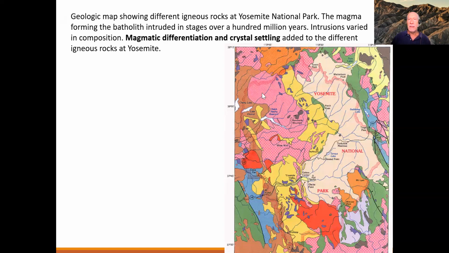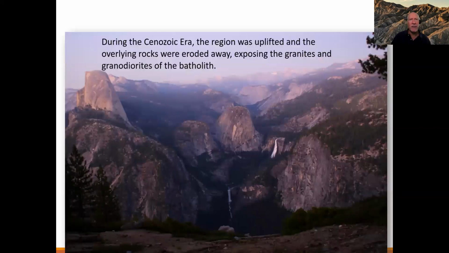And so what we see here is a geologic map of Yosemite National Park. And basically the different colors represent different types of igneous rocks, whether we've got granites or granodiorites. And this is primarily a result of magmatic differentiation and crystal settling. And here's a view. I think this is taken from Glacier Point in Yosemite. It's been a long time since I've been to Yosemite. And so again, the area has been uplifted, the overlying rocks were removed, exposing these granites and granodiorites that we see here in Yosemite Valley today. And now they've got these very aesthetically pleasing waterfalls.